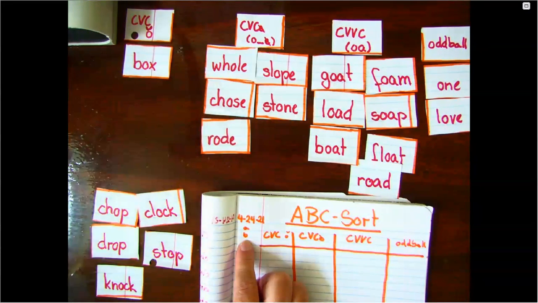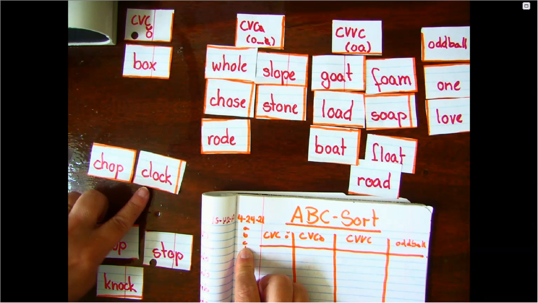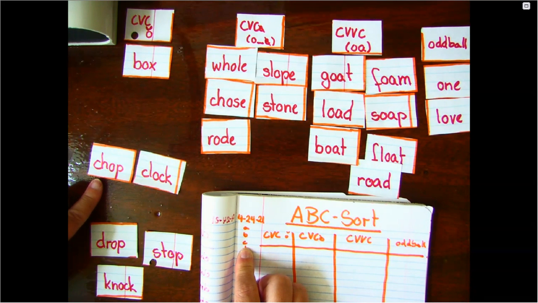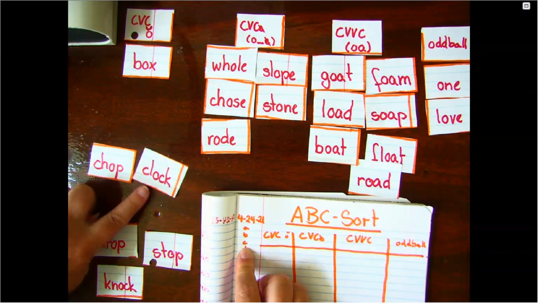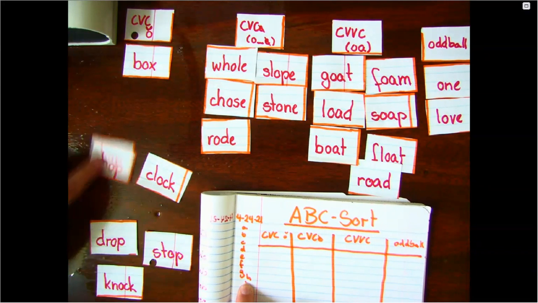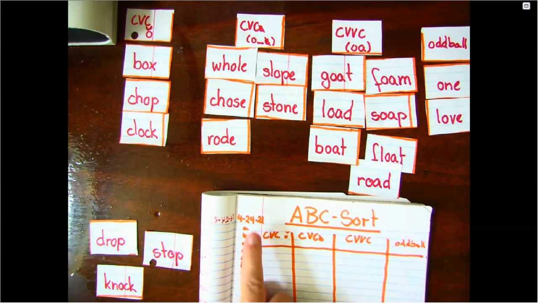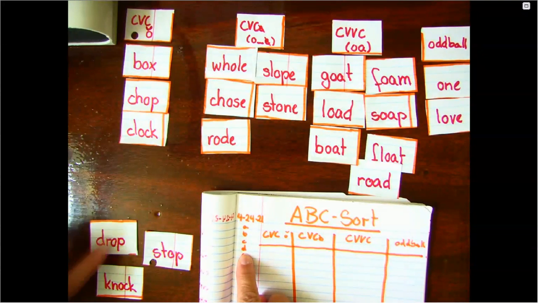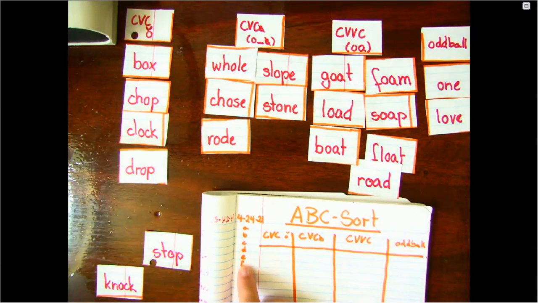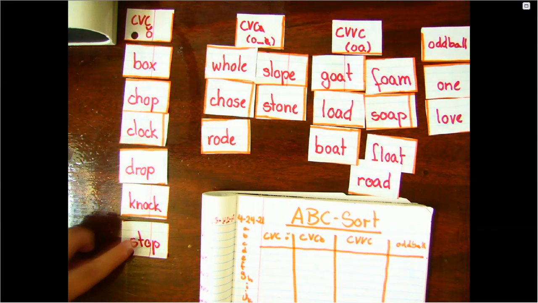Box. Then I have two that start with a C. I have chop and clock. So I need to look at the second letter. Chop has an H and clock has an L as the second letter. And I can see H comes first in the ABC, so I'll put them in order. So I was at the C, D, I have a D. My next letter is a K. That makes stop, the last word.